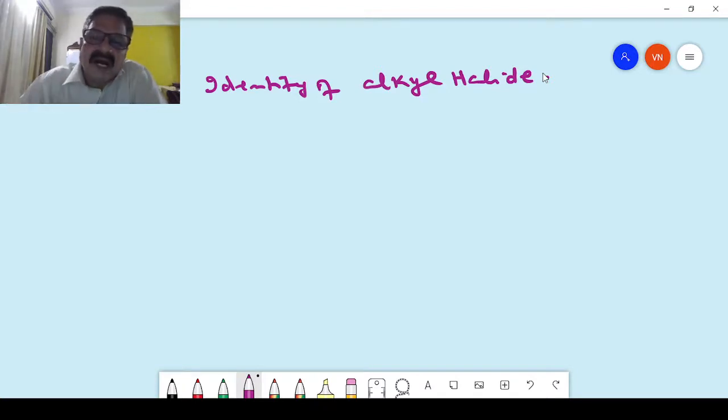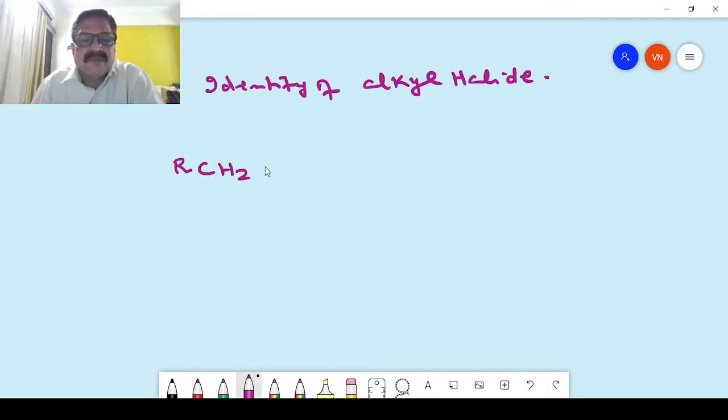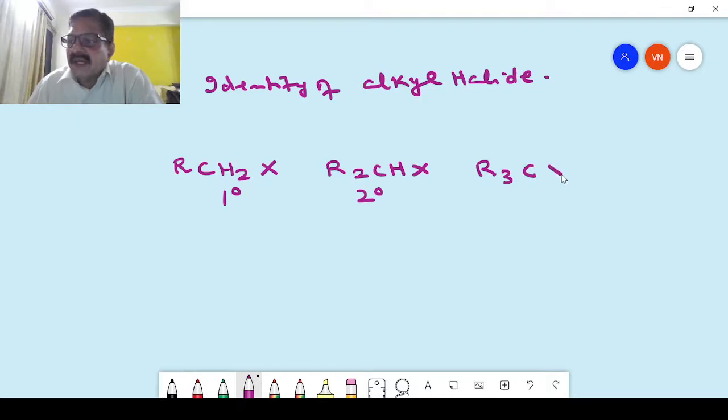As the number of alkyl groups on the carbon atom with the leaving group increases, the rate of the E2 reaction increases. So what is the order for the SN2 mechanism here? This is RCH2X, the primary one. Then we have R2CHX, the secondary one. Then we have R3CX, the tertiary one. Now the SN2 reaction rate is in this order.